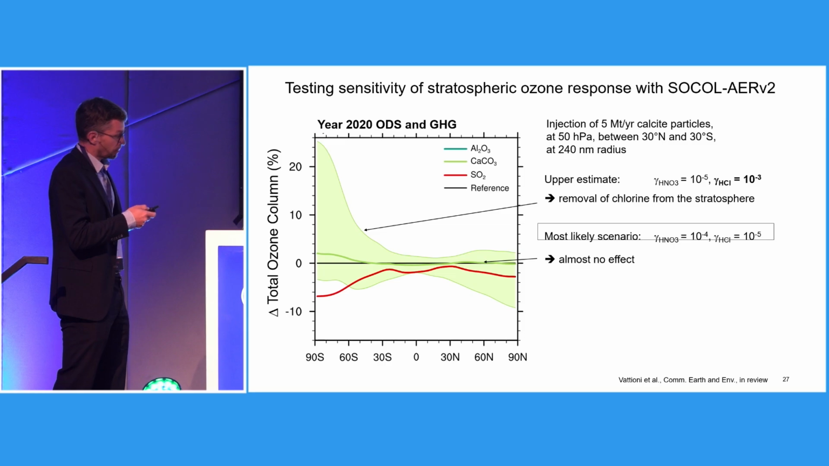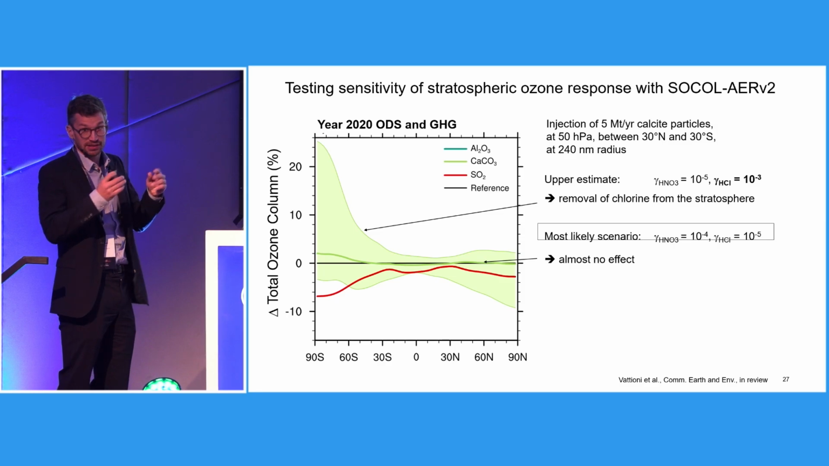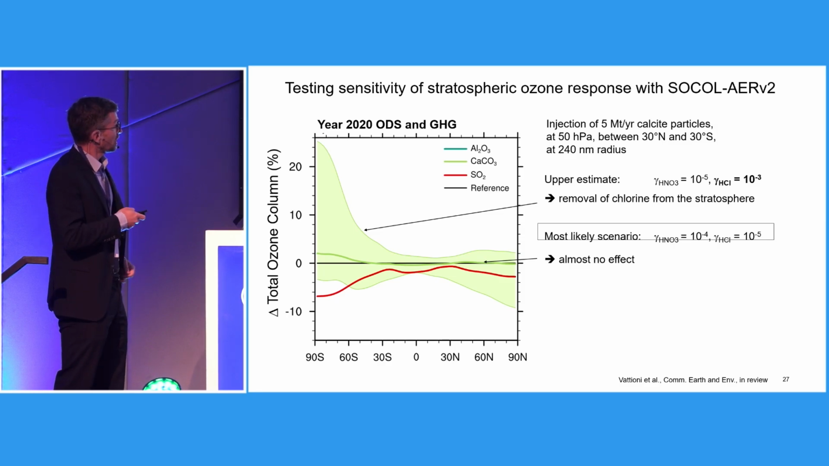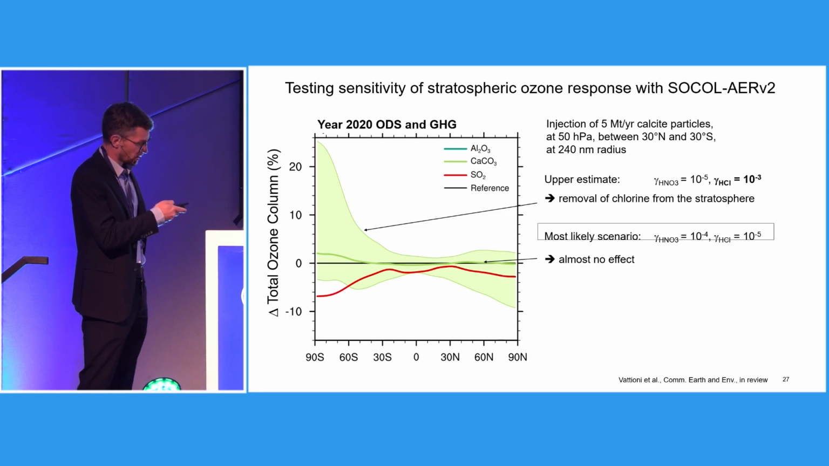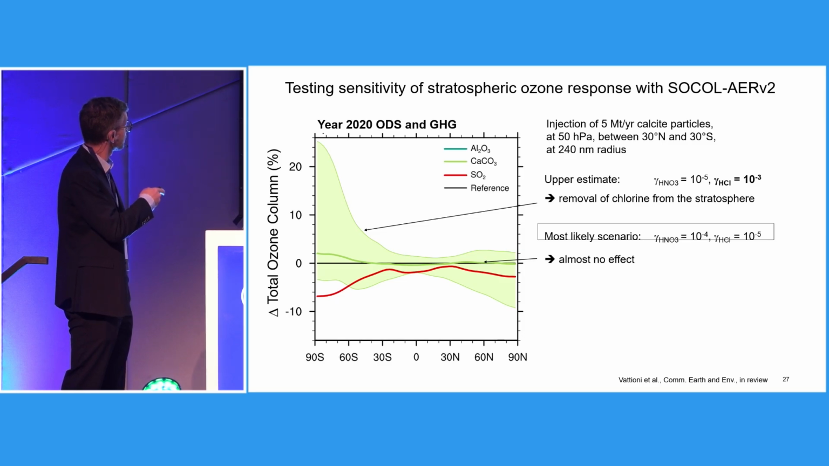If we go to the largest possible uptake coefficient of about 10 to the minus 3, before you get passivation, we also simulated this case for HCl. So if you have very strong uptake of HCl, here 10 to the minus 3, you get a very efficient healing of the stratospheric ozone, of the ozone hole over Antarctica in the annual mean. You can see that here, it goes up.